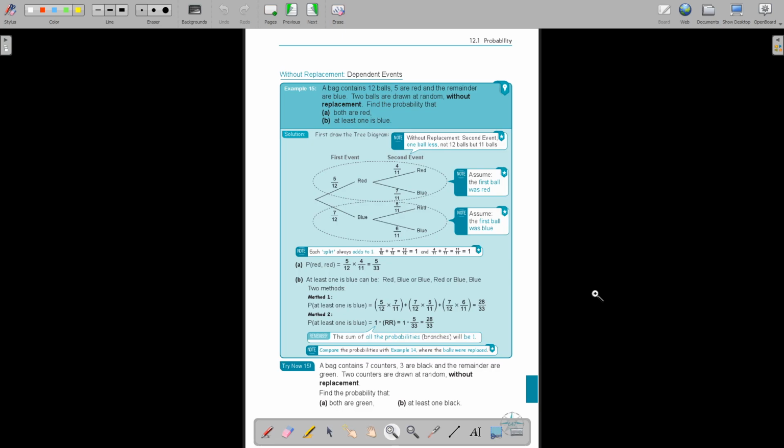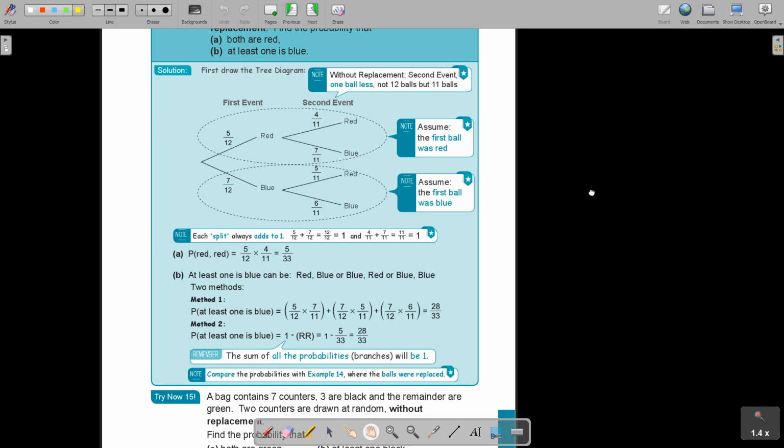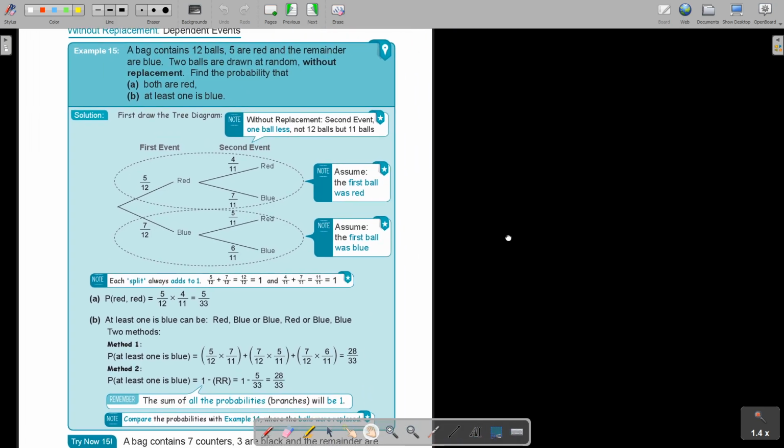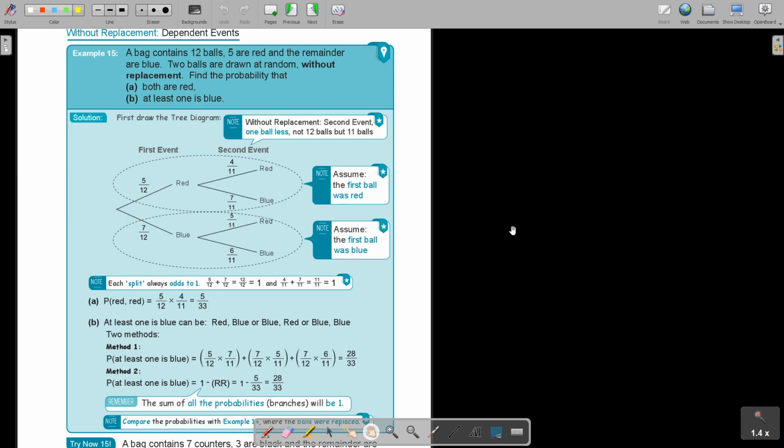The only difference is to complete the tree. They're working on the tree. It's exactly the same. Now I want to start with this one. And how you know that it's dependent is they will say something like this. A bag contains 12 balls. 5 are red and the remainder are blue. 2 balls are drawn at random without replacement. That means there was, how many? 12 balls, but then they don't put one back. Then there's not 12 anymore. That's just 11. And that's why it's dependent.